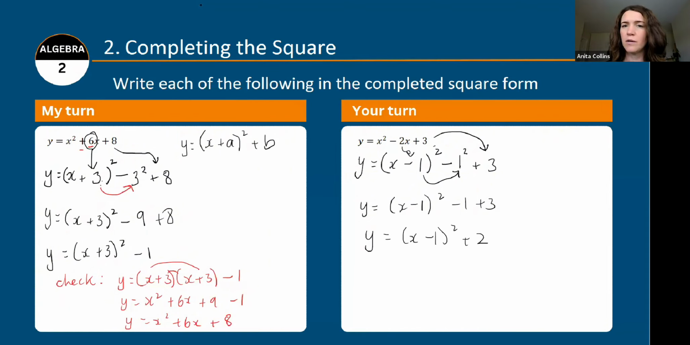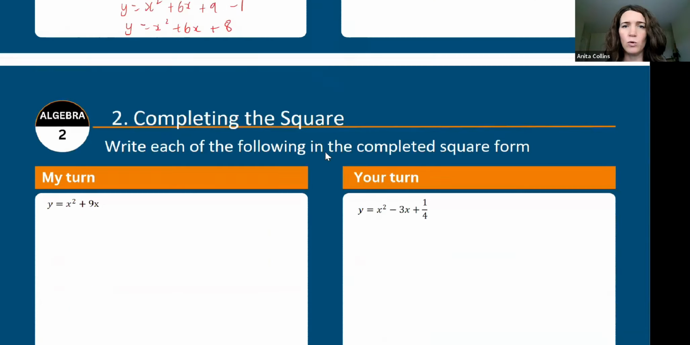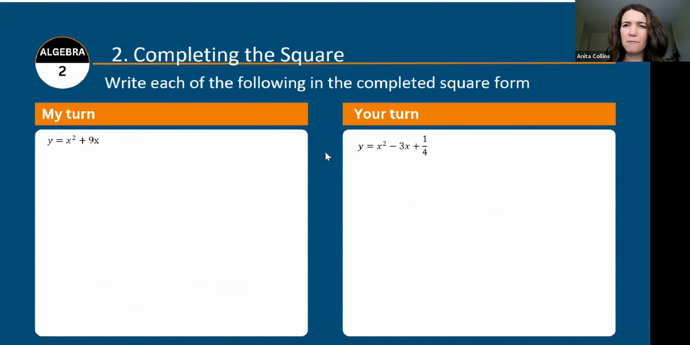There we go. Now you know how to complete the square. We're going to keep practicing because there's a few little twists and turns here and things to be aware of. And don't worry, in the next part of this lesson, we're going to look at why we're doing this and how we can apply it.